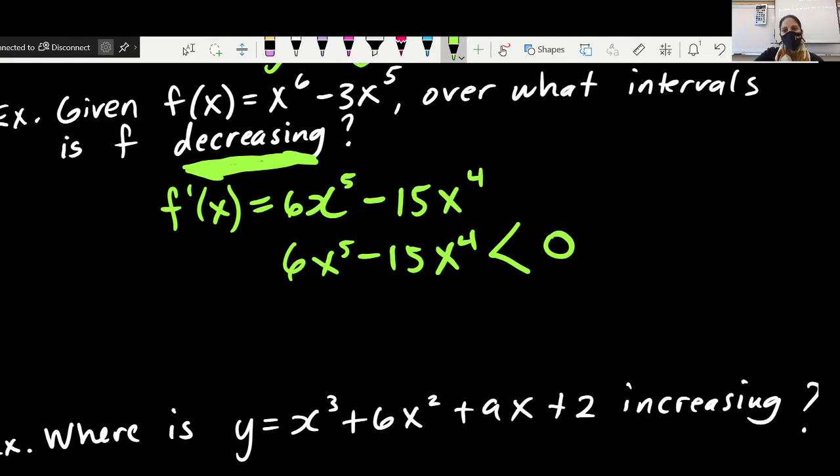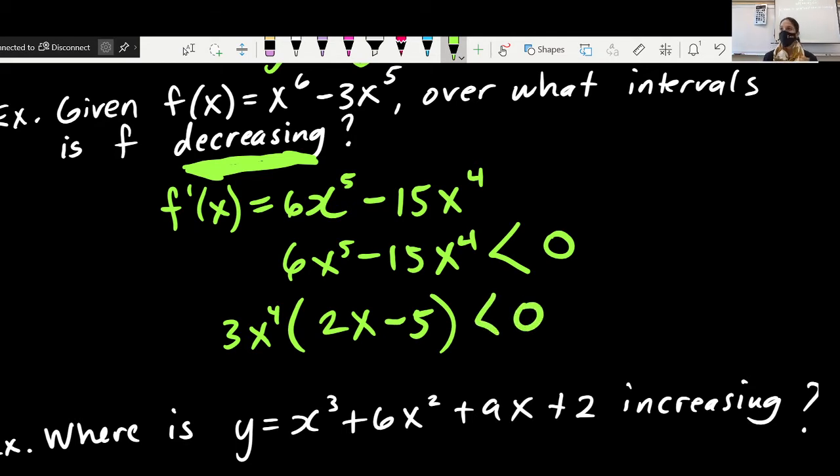So we actually can go about this a couple of different ways. When we look at this, we notice that we can factor things out here. So when I look at it, I can see that there's a 3x to the 4 that I can pull out of here. So I'm going to factor that out, 3x to the 4. And I'm left with 2x minus 5 here. And I want all of that to be less than 0.